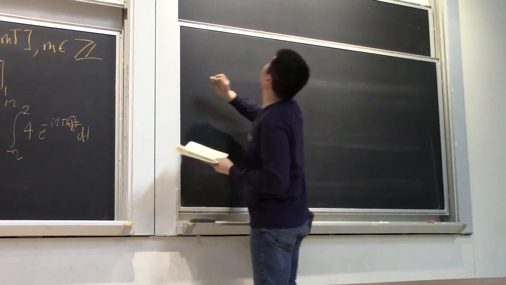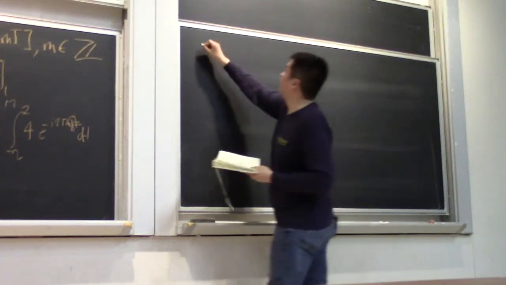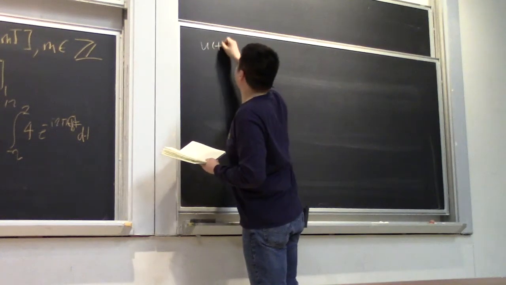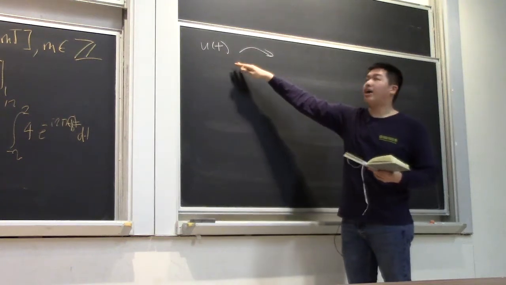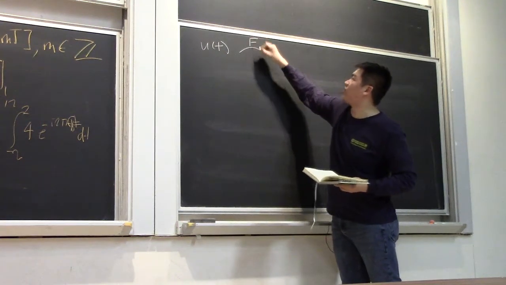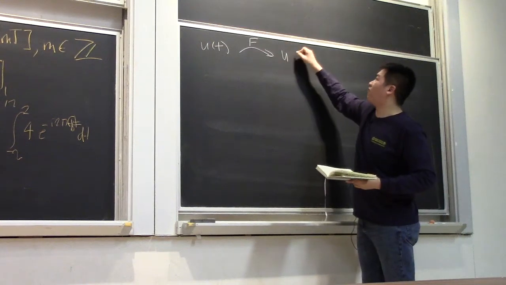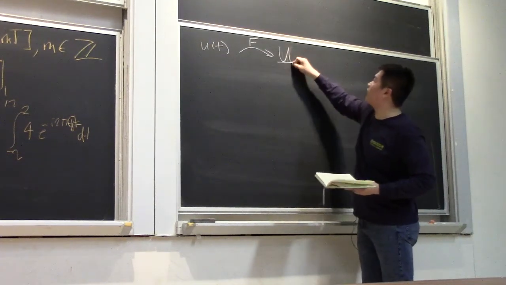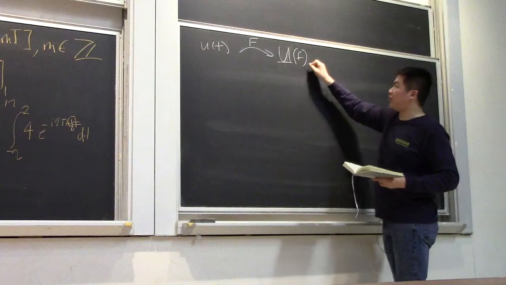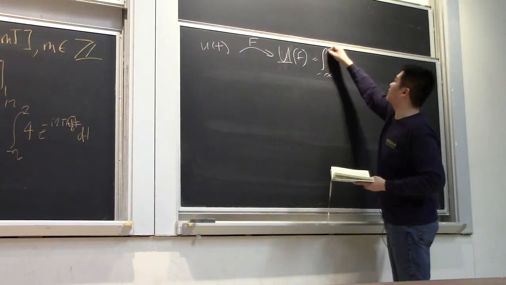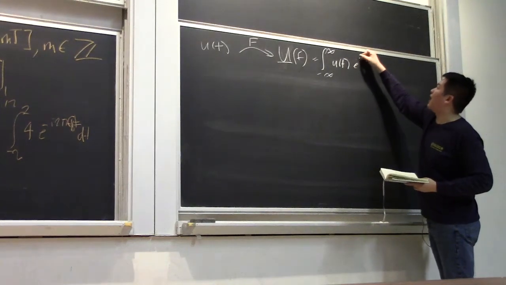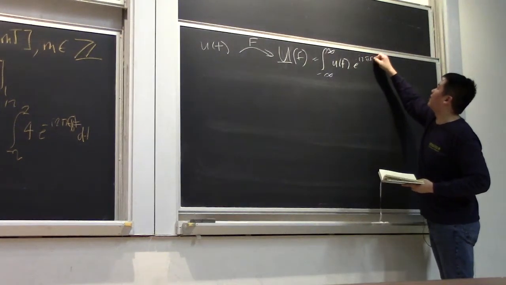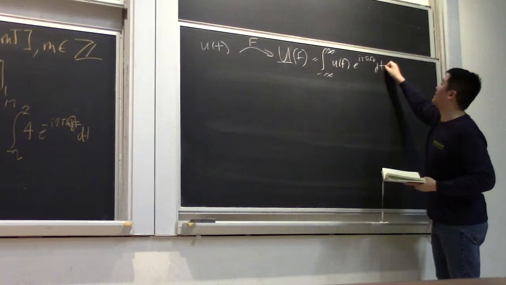Okay. And just by definition, if you have a signal in time and you want to take the Fourier transform of that, the Fourier transform of that signal in frequency is the integral from minus infinity to infinity of the time signal times e to the minus I 2 pi ft dt.